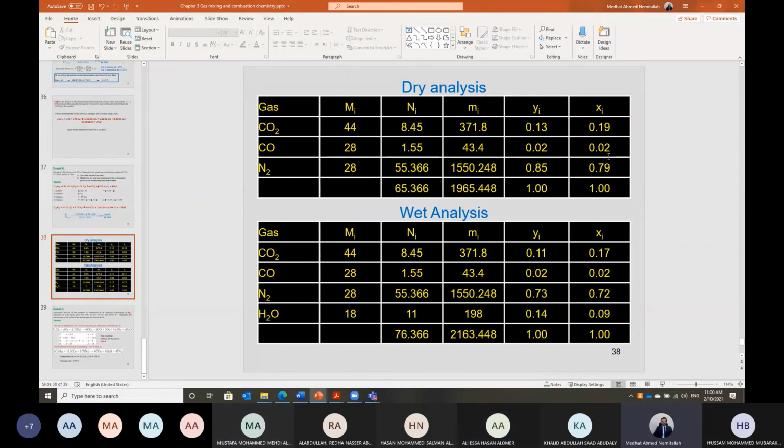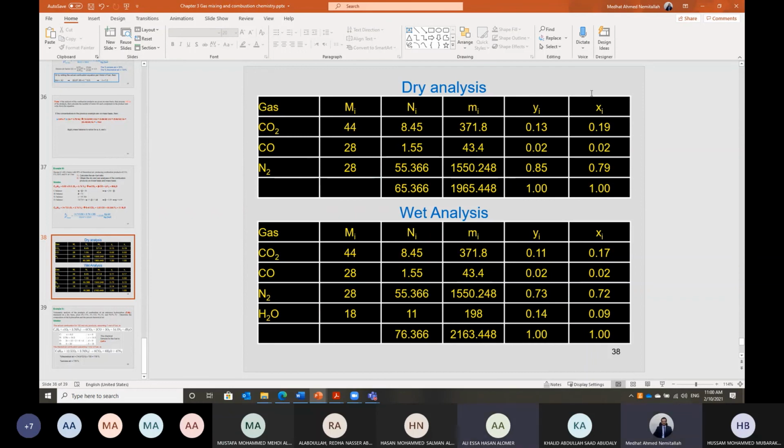Doctor? Yes. Just a conceptual question maybe. What's the benefit of doing the dry and wet analysis? Sorry? Why do we do dry and wet analysis? Why don't we do just one of them? We do dry analysis and wet analysis, right? What's the benefit of doing both of them? Can we do one of them only?